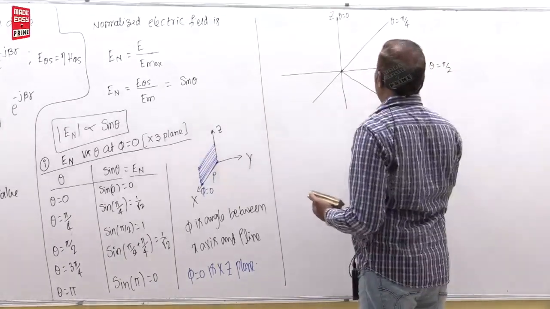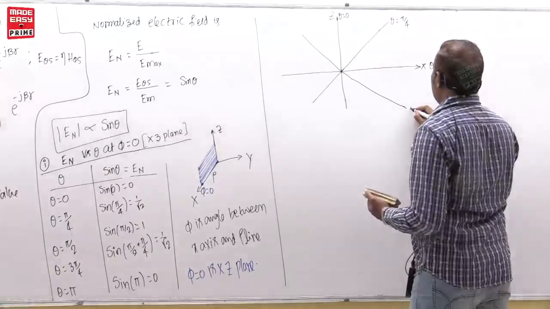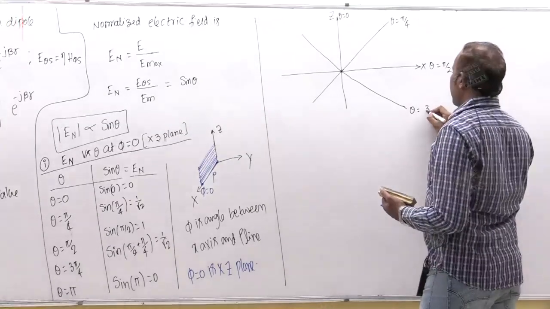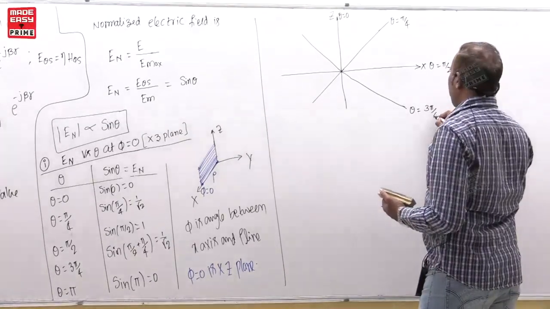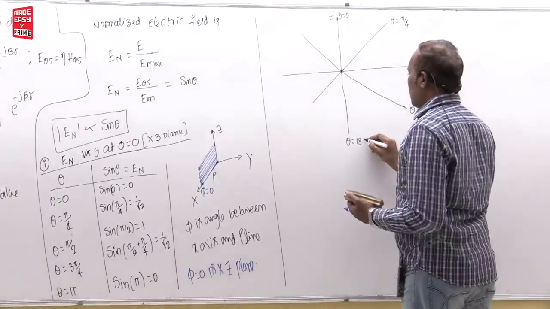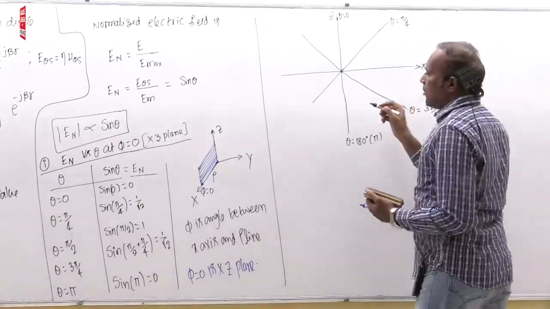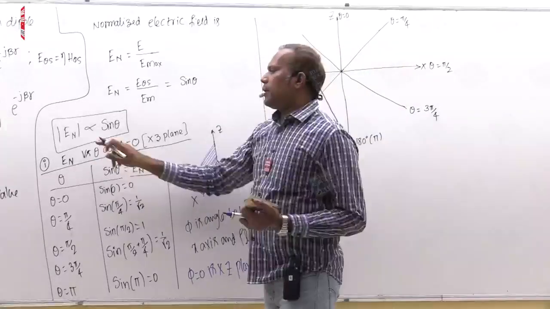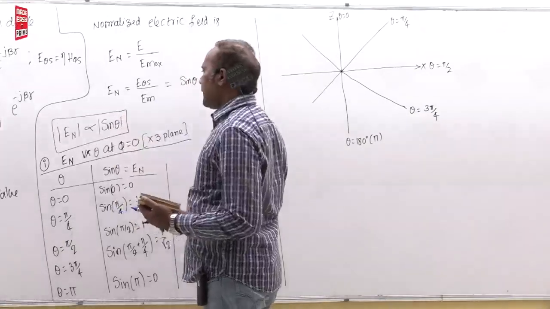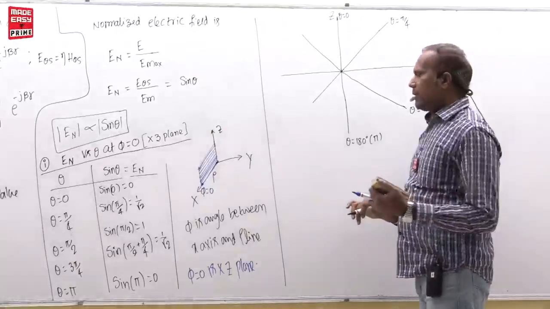Now draw a line here, and this one is theta equal to 135 degrees, that is 3 pi by 4. This one is theta equal to 180 degrees, that means pi radians. If you draw this side, then the modulus of En is mod sine theta. So if you draw the plot this side also, it is symmetric.